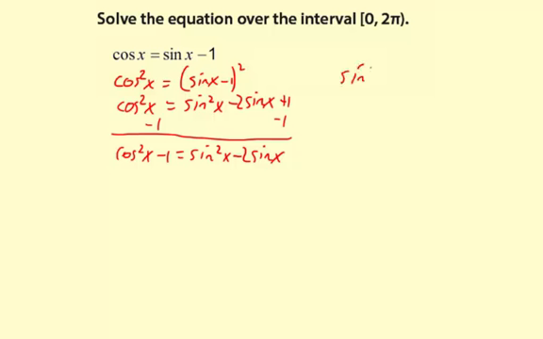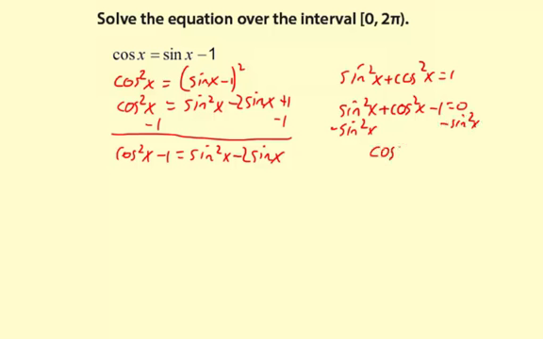We know that sine squared x plus cosine squared x equals 1. So if I want to, I can rearrange this a little bit, and I can subtract 1 here. So sine squared x plus cosine squared x minus 1 equals 0. And then I can subtract sine squared x from both sides. So that means cosine squared x minus 1 equals negative sine squared x.